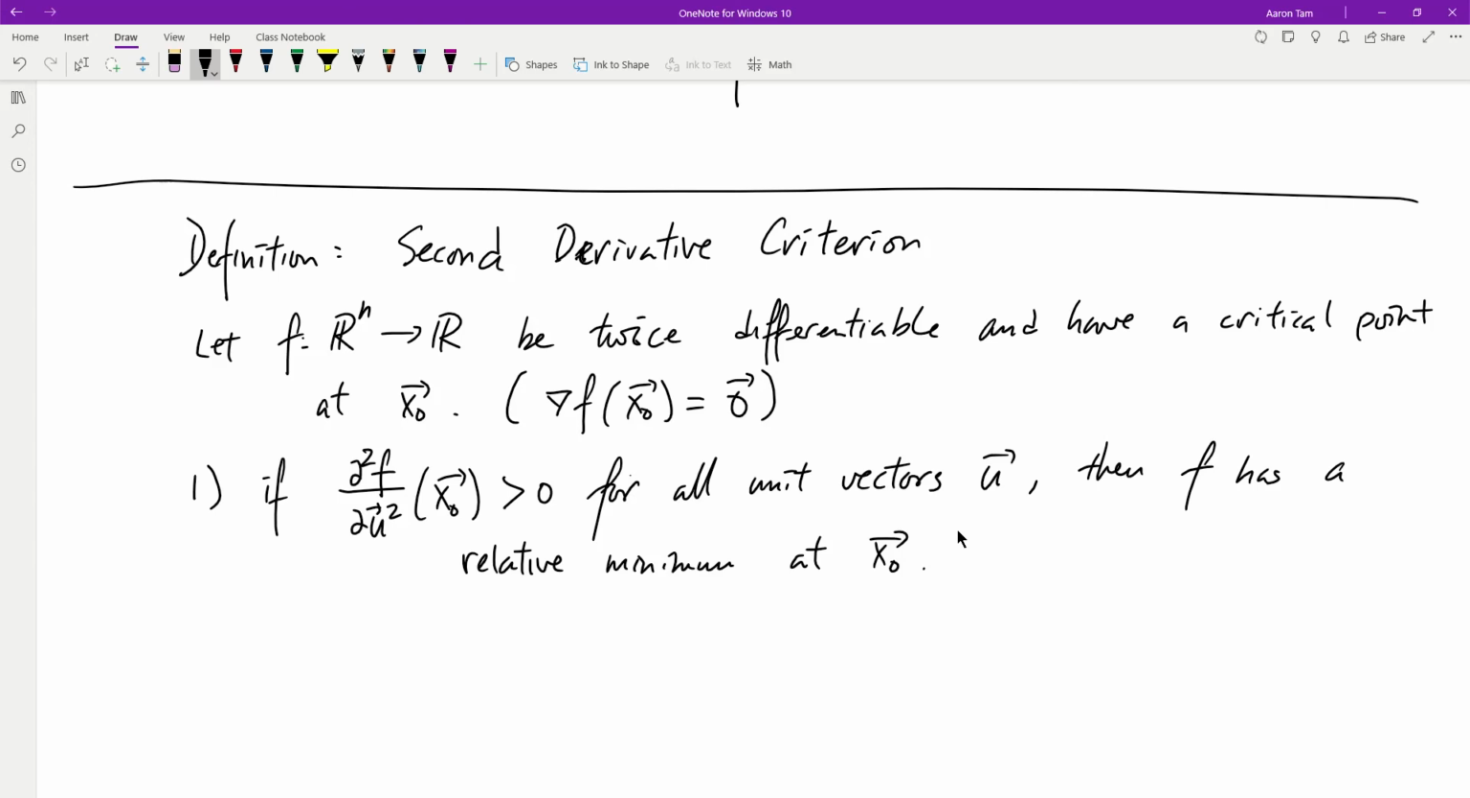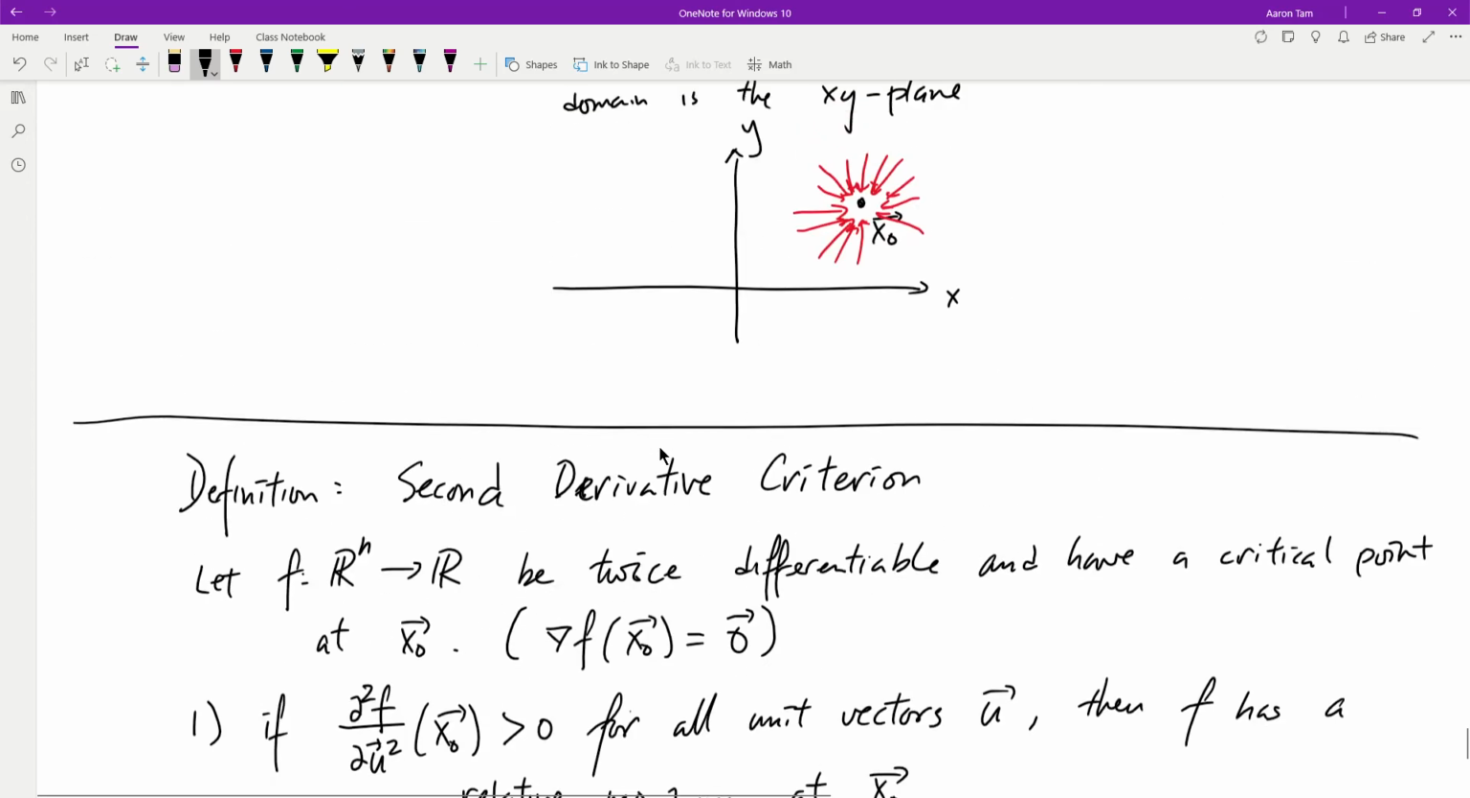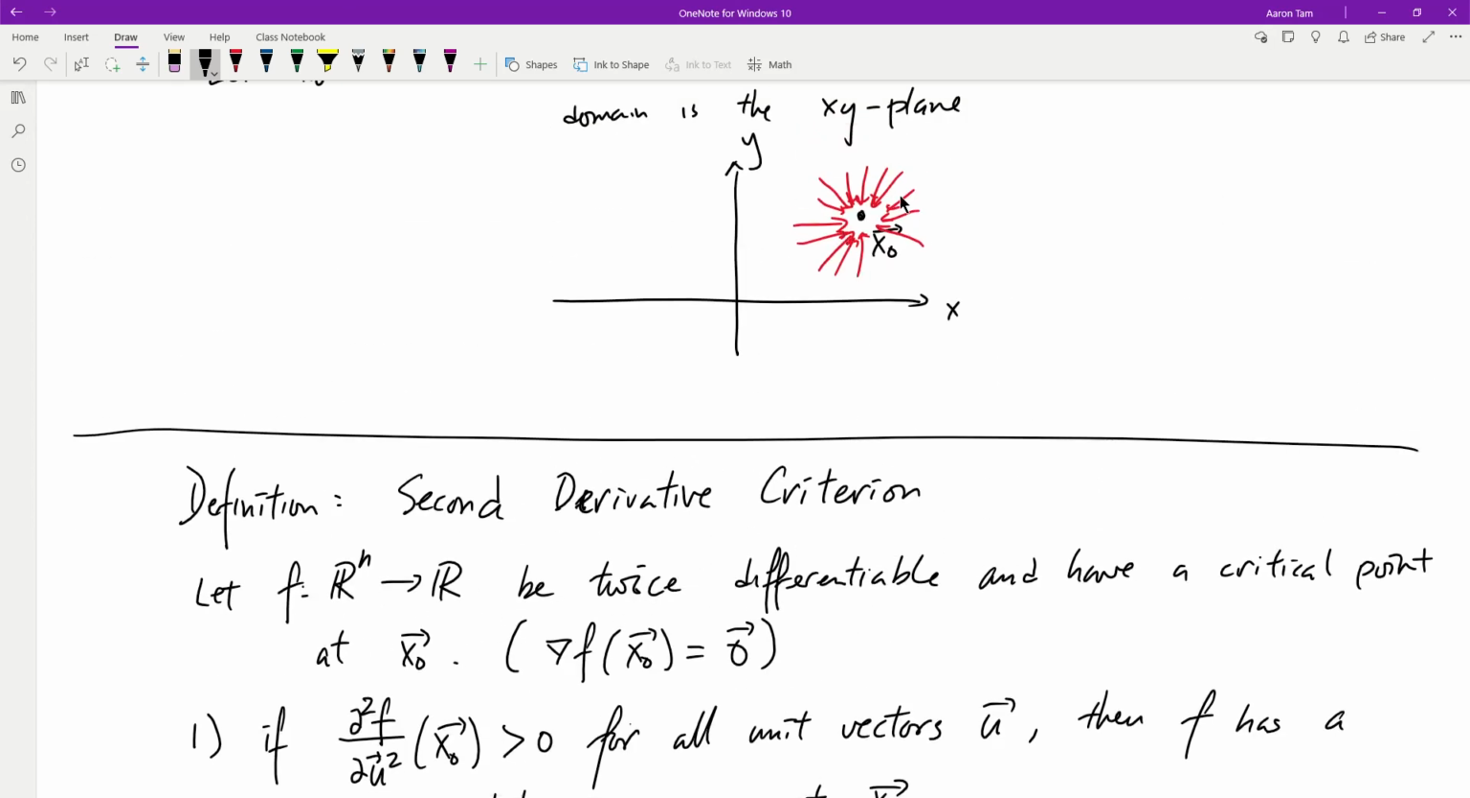Now, why is that the case? Well, the idea is that if you think about this picture that I drew, notice that at any one point, there are actually an infinite number of lines that can go through that point.